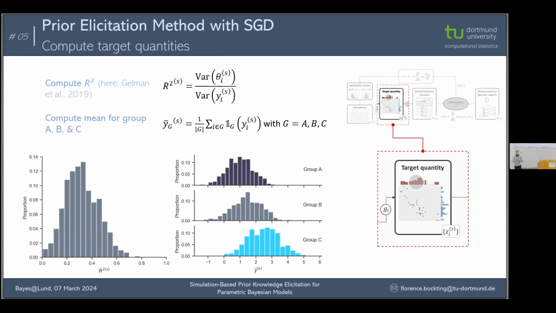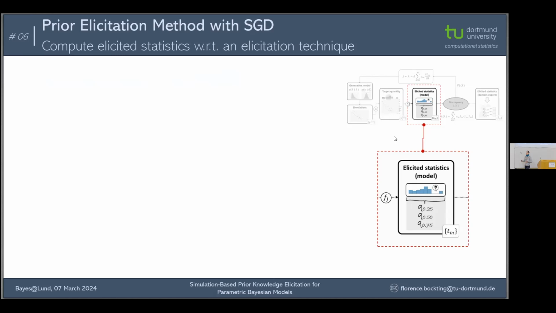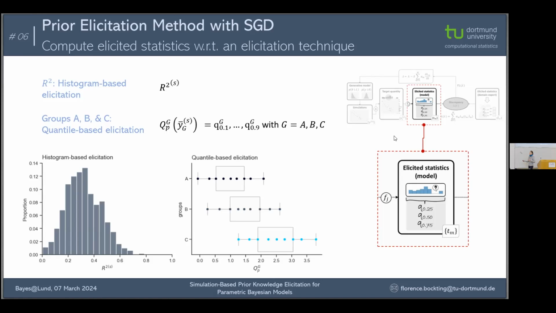However, in general, we don't have direct access to this information from our expert, but rather indirectly by using a particular elicitation technique. And therefore, we have now the second step that we have to compute the elicited statistics, which results simply by applying a particular elicitation technique to our target quantity. So that means we can ask the expert to provide indeed the full distribution. This is histogram-based elicitation. However, we can also ask to provide us some quantiles or to provide us with moments like mean or standard deviation. For this particular example, we now assume that we ask the expert with respect to the histogram for R square and quantiles for the expected average of the groups.